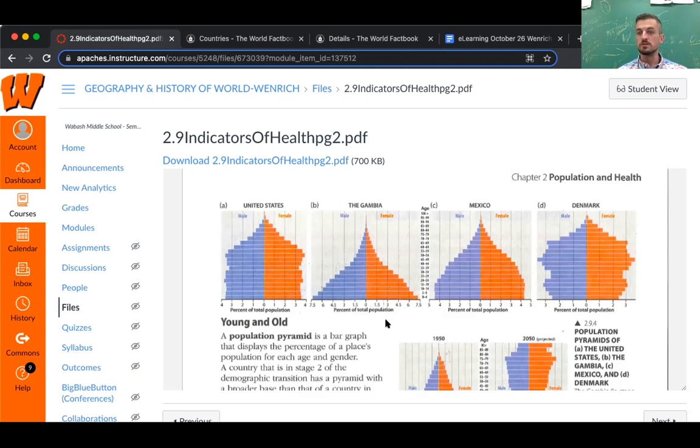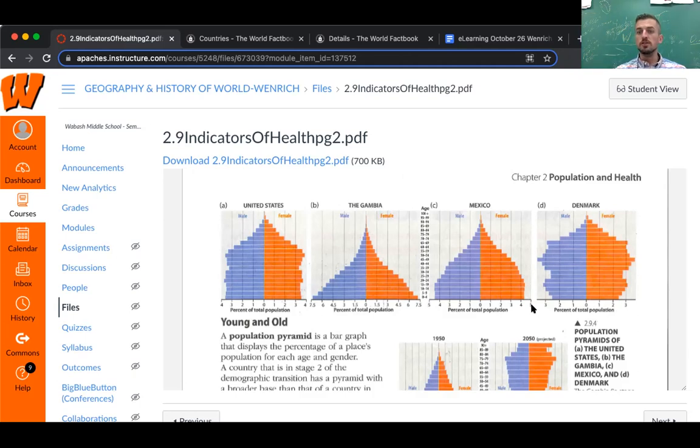Stage 4 is an older population, and you can tell because the bottom of the pyramid for younger people is much smaller. The countries in stage 4 of the demographic transition are going to have a potential for population decline, but not so much. About the only concern with countries in stage 4 is that issue of population decline.